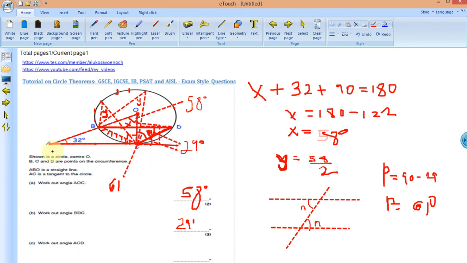I'm looking for ACD. So what I'm looking for is from down here to here. I'm going to add 90 because tangent to radius is 90, then plus p. So this answer will now be 90 plus p. So 90 degrees plus 61 degrees, and that should give me what? Plus 90. So the answer is 151.